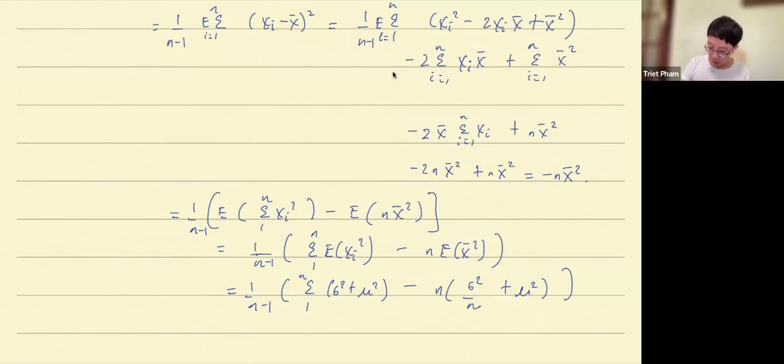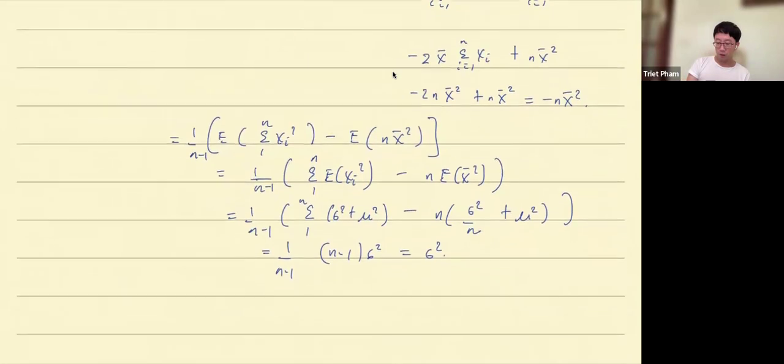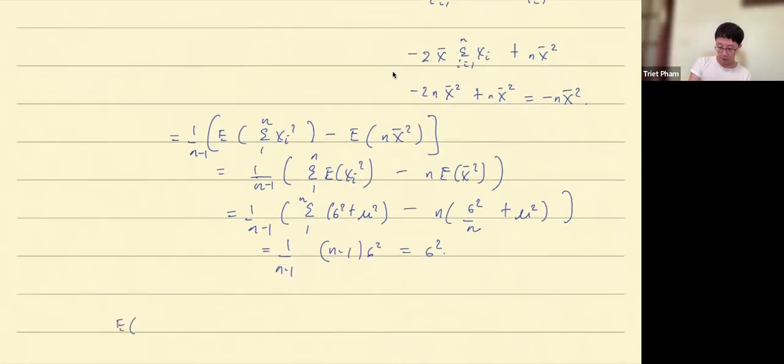All right, so time to collect stuff. This is n mu squared minus n mu squared, so the mu squared terms drop out. You have n sigma squared minus sigma squared, so that's n minus 1 times sigma squared, which, divided by n minus 1, is of course sigma squared. And so what it says is that the expectation of the sample variance is the population variance.